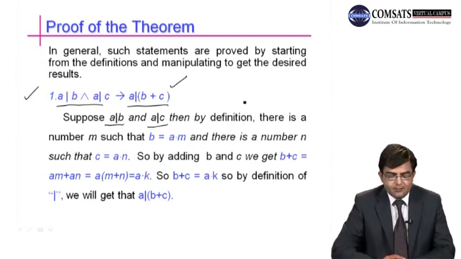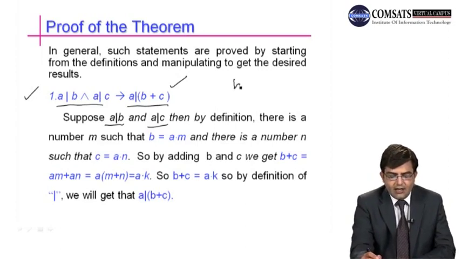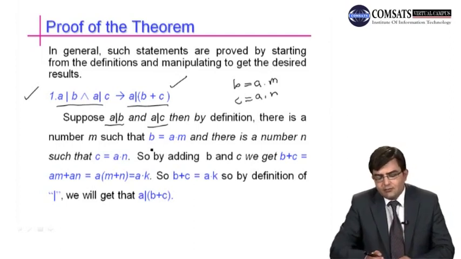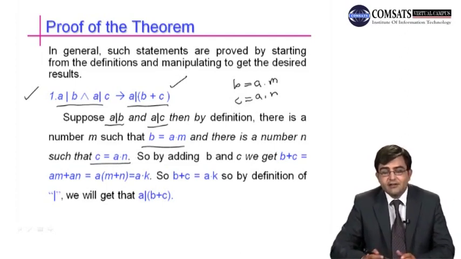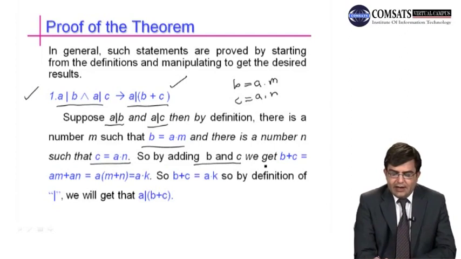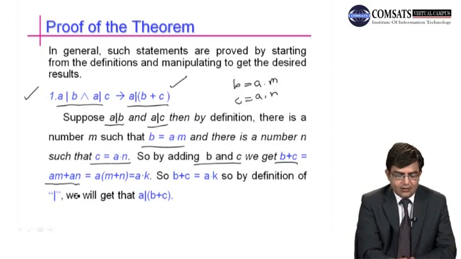Then by definition of division, we can write B as a product of A into some integer m, and similarly if A divides C, then C can be written as A into some integer n. Here we have written this by the definition of division. Then by adding B and C, we get B plus C is equal to AM plus AN, and we can take the common A outside, so we write A into M plus N.